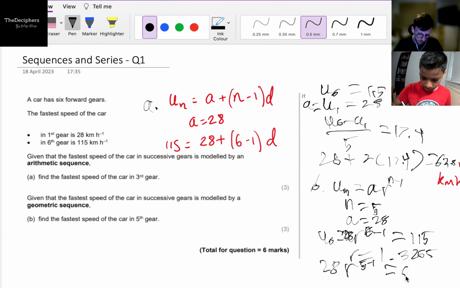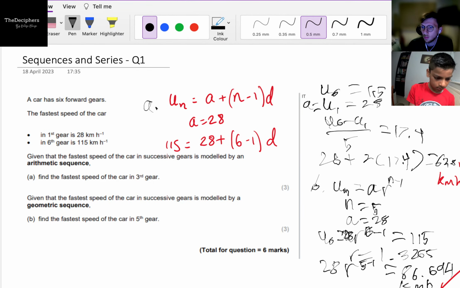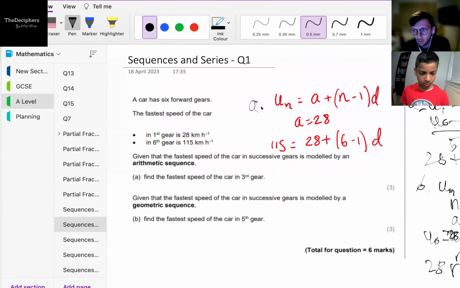That's 86.694. Good, excellent. Another way we could have done that bit is because we're told the top speed in the 6th gear and we want the top speed in the 5th gear, it's just the previous term, so we could just divide the 6th term by r and get the 5th term. That would have worked as well. I wouldn't have needed to do 1.3265 to the power of 4.